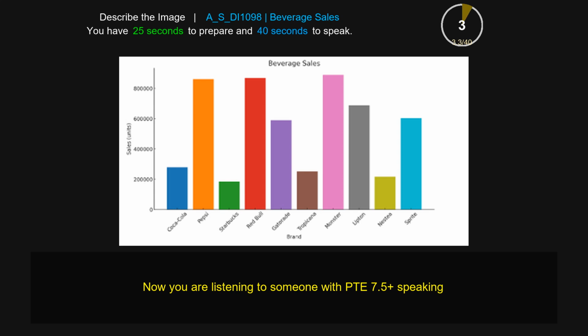This picture gives information about the beverage sales. According to the image, we can clearly identify the fact that the highest figure for Red Bull can be seen at 800,000, and noticeable is the fact that the second highest figure is for Gatorade, which is around 600,000. In conclusion, beverage sales can be seen in Coca-Cola, Pepsi, Starbucks, Red Bull, and Gatorade.